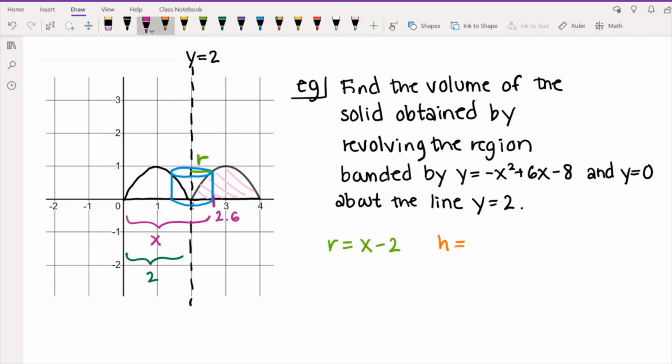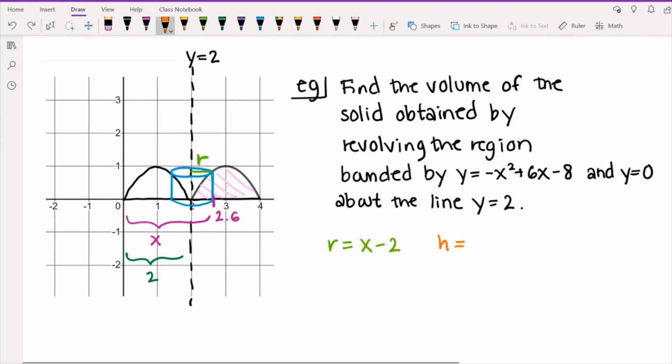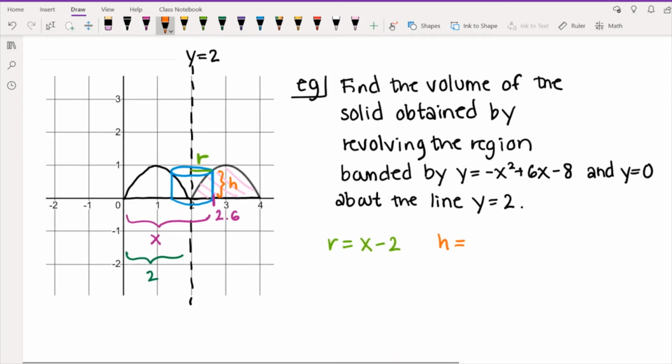But how would you find this height? Well, you would just plug 2.6 into the function, right? Because forgetting about everything else, forgetting about the radius, if all you're trying to do is find this orange distance, well, how do you always find a distance vertically? You find it by plugging an x value into whatever the function is. And so in this case, the function is this, and that is going to be our height. So the height is going to be negative x squared plus 6x minus 8.